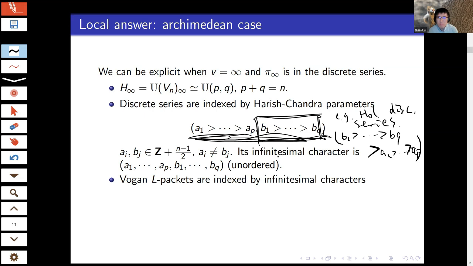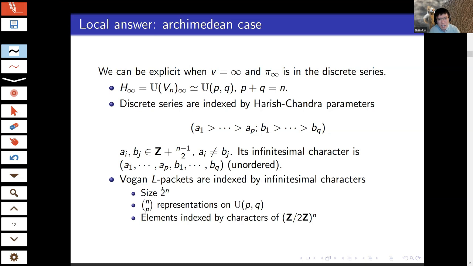So when pi infinity is a discrete series, the Vogan L-packets are just indexed by the infinitesimal character, which is this list of n numbers. Is p bigger than or equal to q? We are not assuming p is bigger than or equal to q. This is important. We want to distinguish U(2,0) and U(0,2). They are different. They each contribute one representation to the L-packet. So a Vogan L-packet has size 2 to the n, where each U(p,q) contains n choose p representations, which is just, given n numbers, choose p of them to be the first entry. And so you can see we need all p, not just p greater than q.